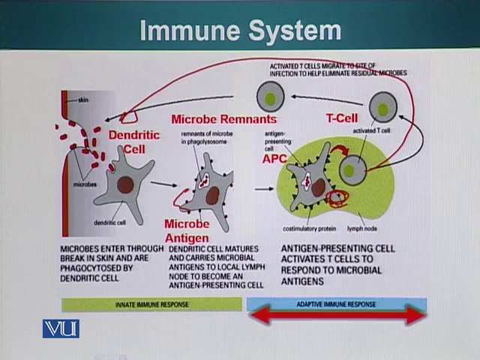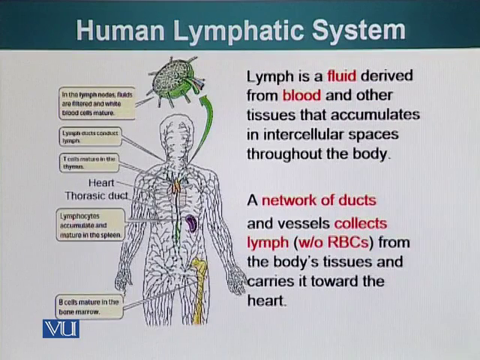First of all, let me tell you more about lymph. Here's a diagram of the lymphatic system. We have another type of vessels in our body which is distributed throughout. They carry lymph, which is a clear fluid. Lymph is derived from blood, and it accumulates in the intercellular spaces. From these spaces, lymph is collected through a network of ducts and then returned to the blood at a special blood vessel, the thoracic duct.